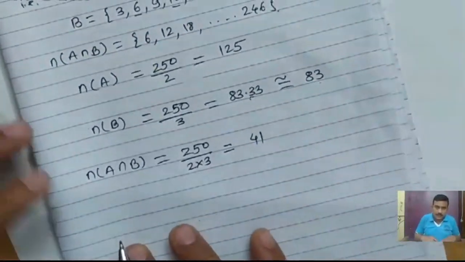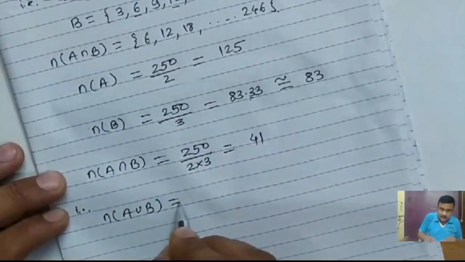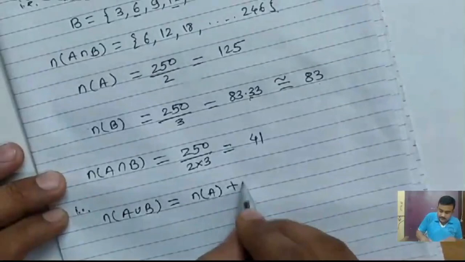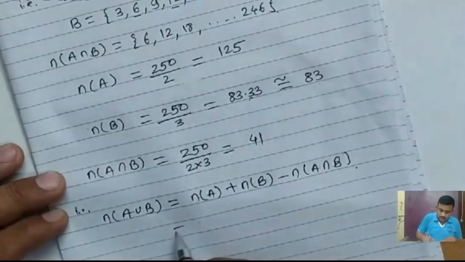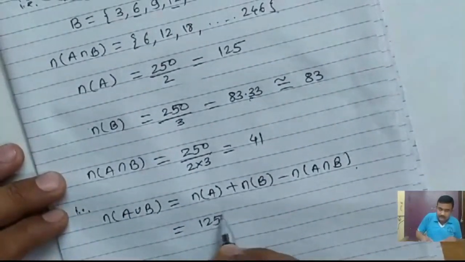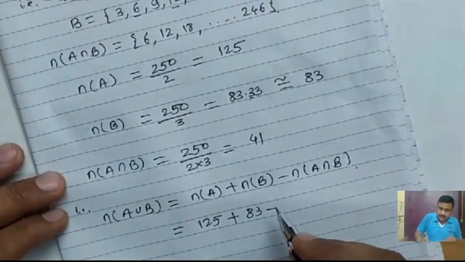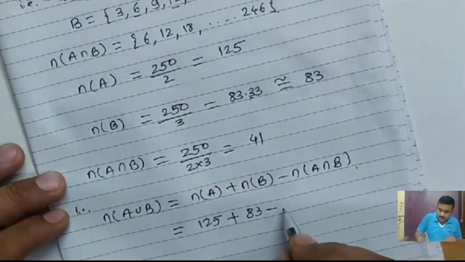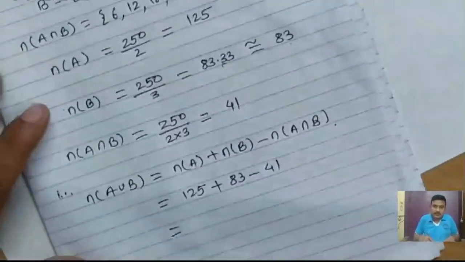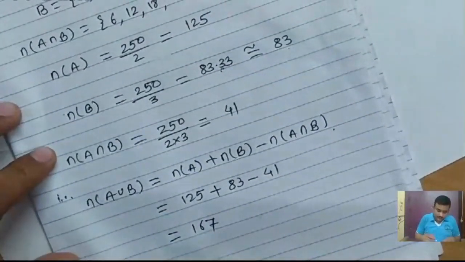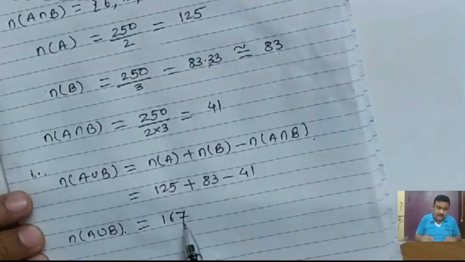So by the principle of inclusion and exclusion, the number of elements in A union B equals the number of elements in A plus the number of elements in B minus the number of elements in A intersection B. The number of elements in A is 125, in B is 83, minus 41 divisible by both. So the total is 167. It means that in the range 1 to 250 there are a total of 167 integers which are divisible by 2 or 3.